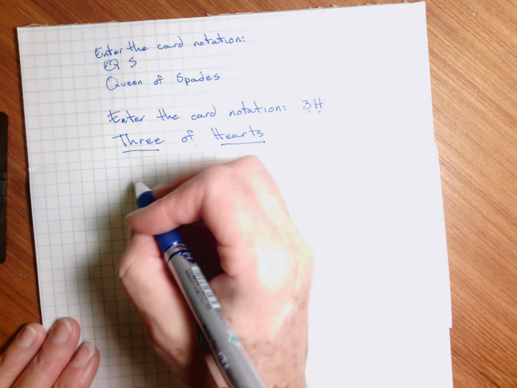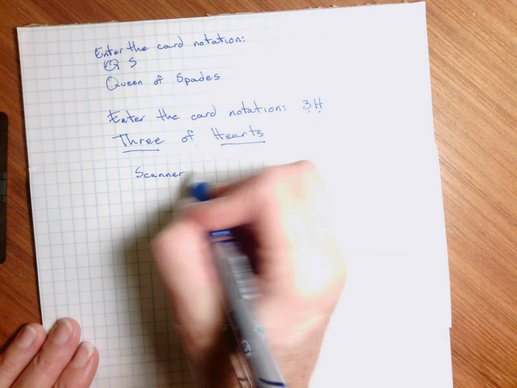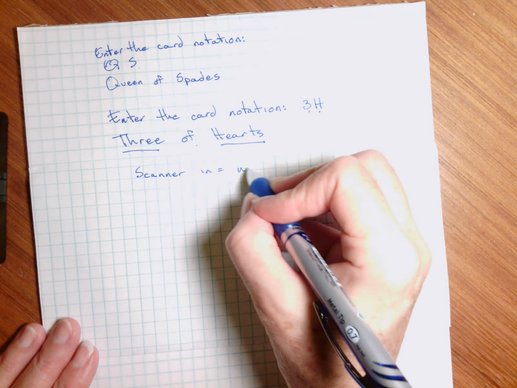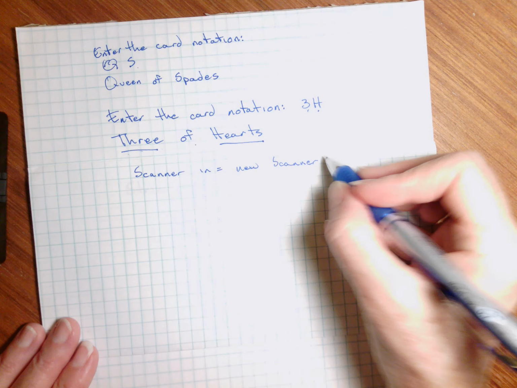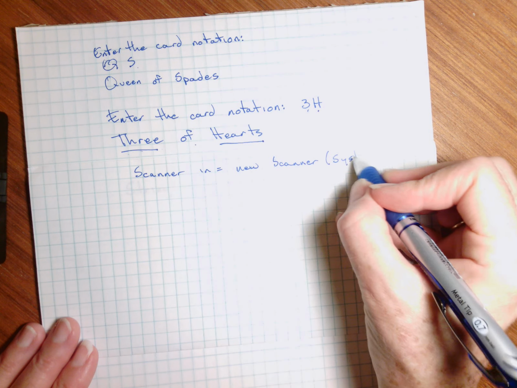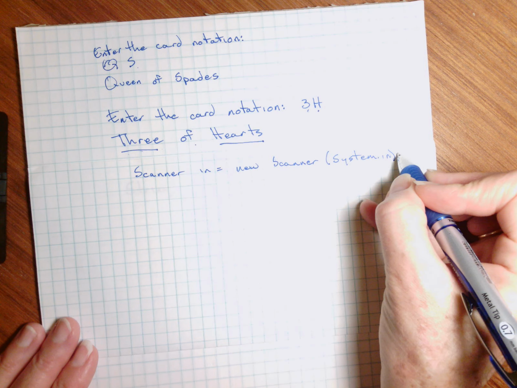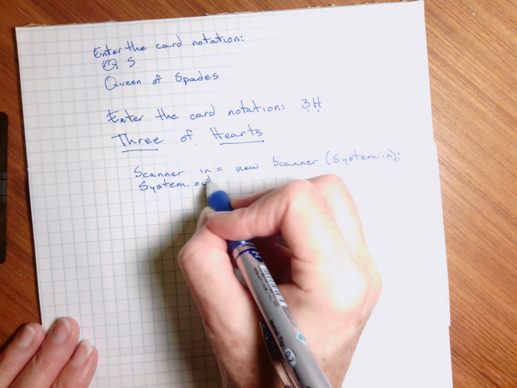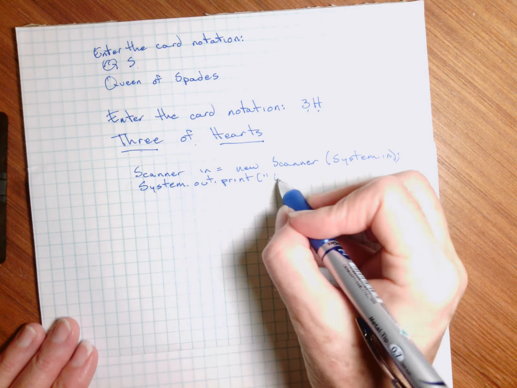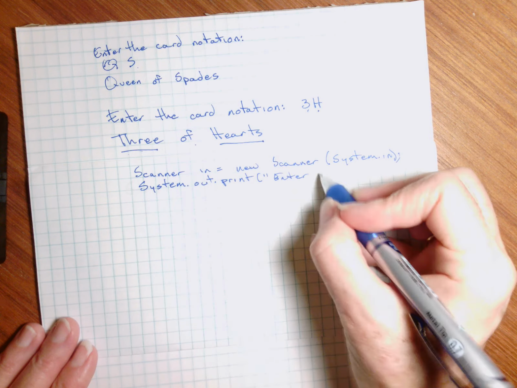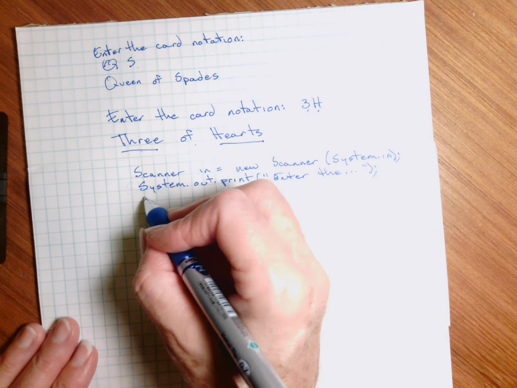So what we need to do is prompt the user for input, and you do that by creating a scanner object. Scanner in equals new Scanner(System.in). And then we need to prompt the user, such as System.out.print, "Enter the card notation." I'm just going to put ... here in the interest of time, but that would be "Enter the card notation."